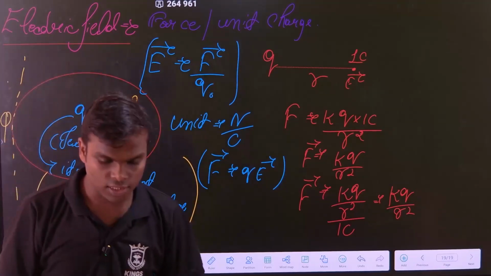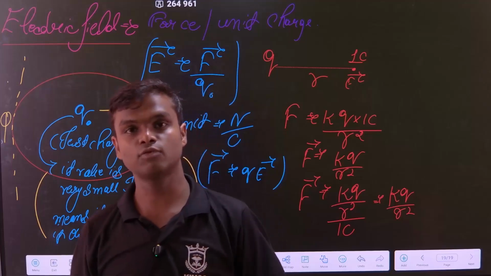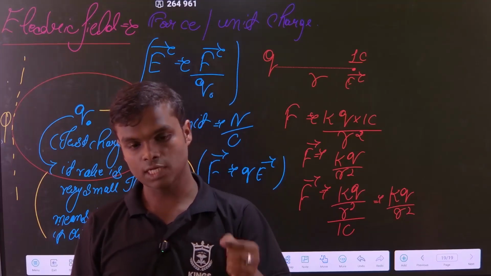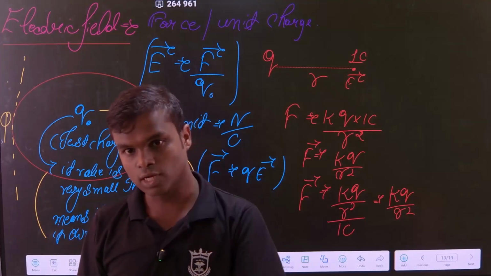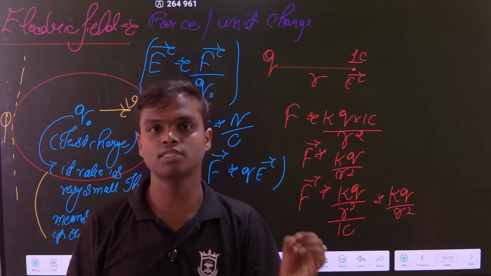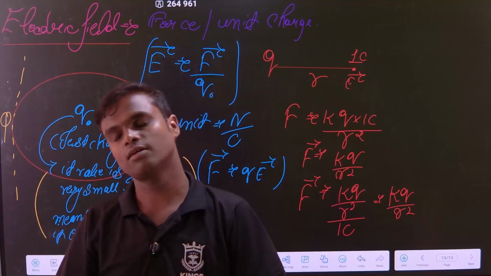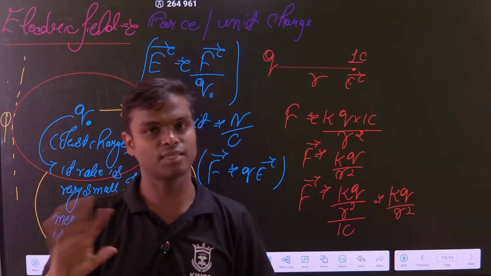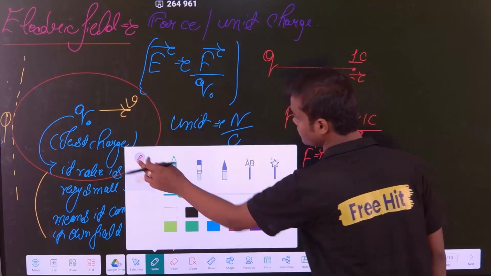Whenever a question asks you to calculate the field at a point, you simply place 1 coulomb of charge at that point and calculate the electrostatic force. That electrostatic force is nothing but the electric field. Simple, clear. Okay, so that is the conclusion.